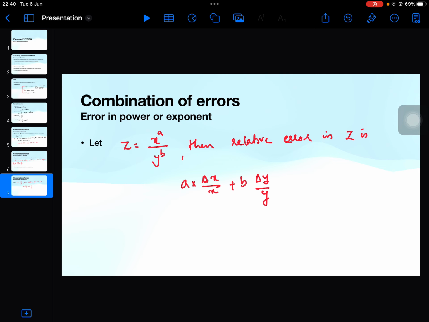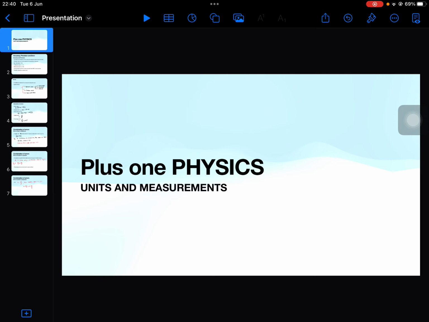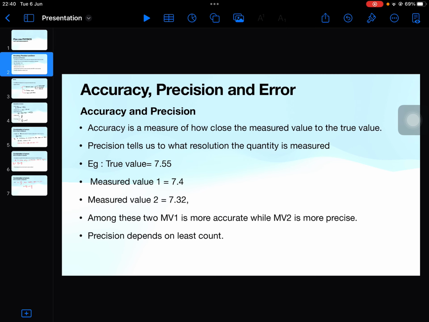Okay, so these are the main contents that we have discussed. That is accuracy, precision and errors, and how you can calculate the combination of errors. All these things we have discussed just now, and we will do the previous year NEET problems in the next session. Thank you.